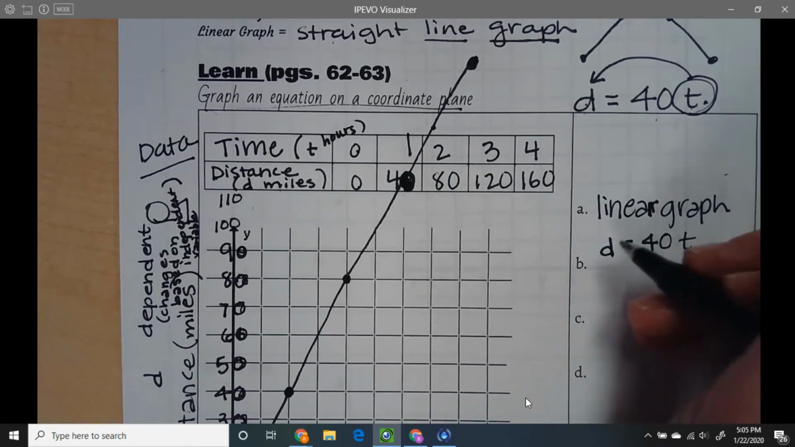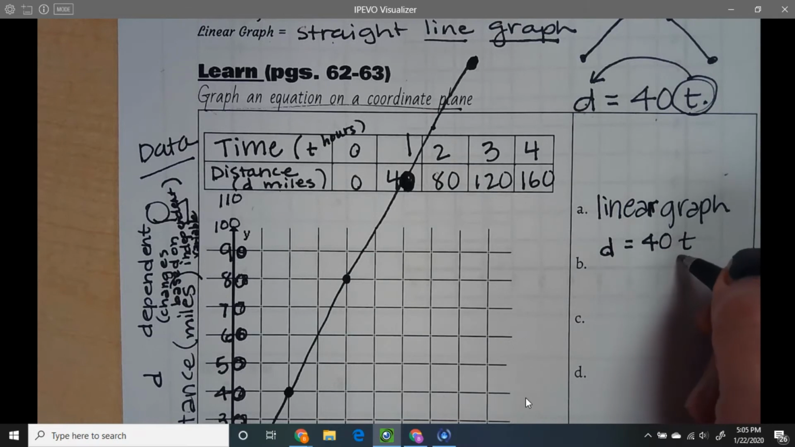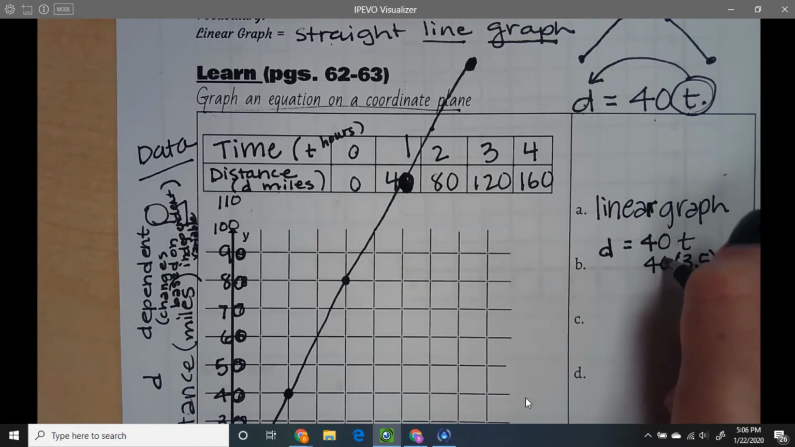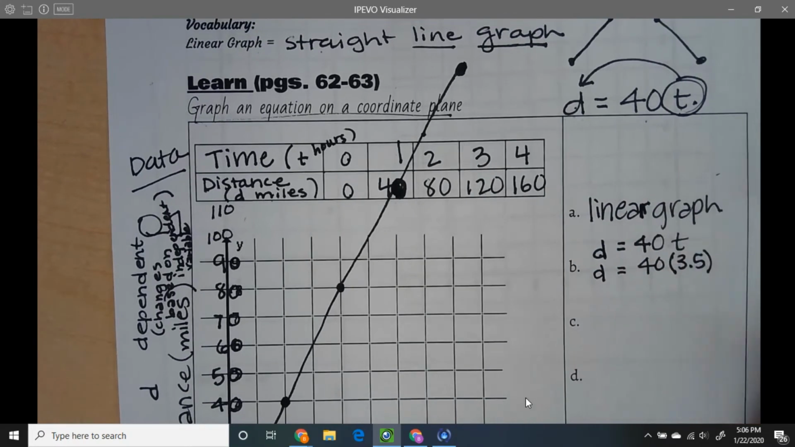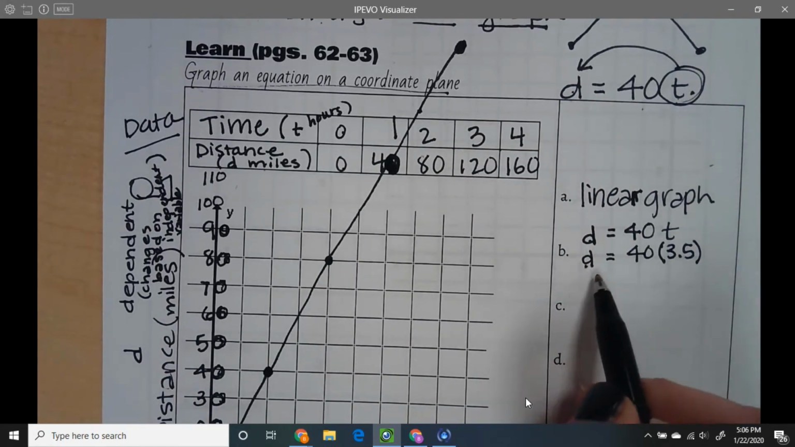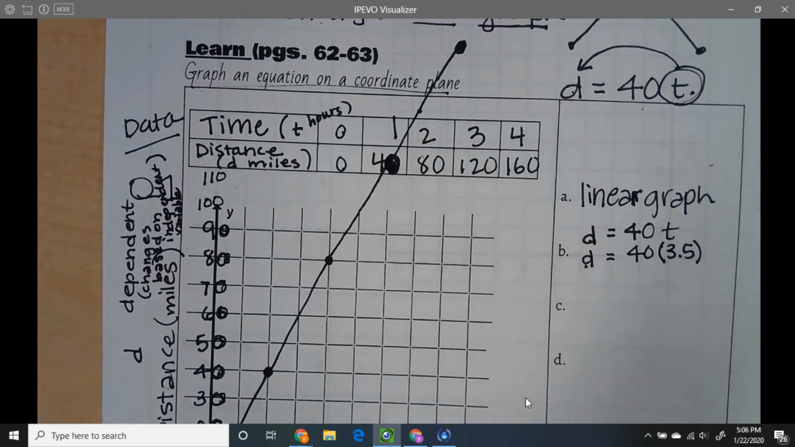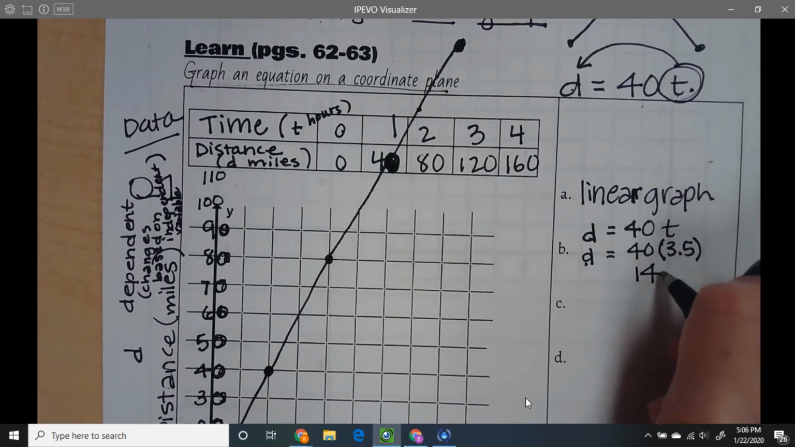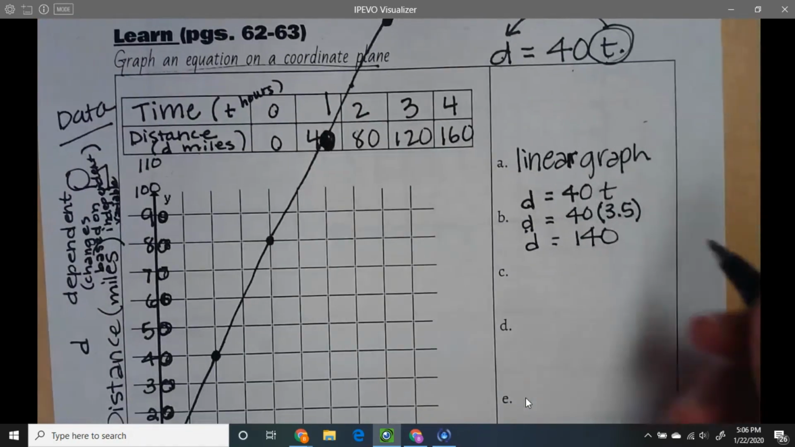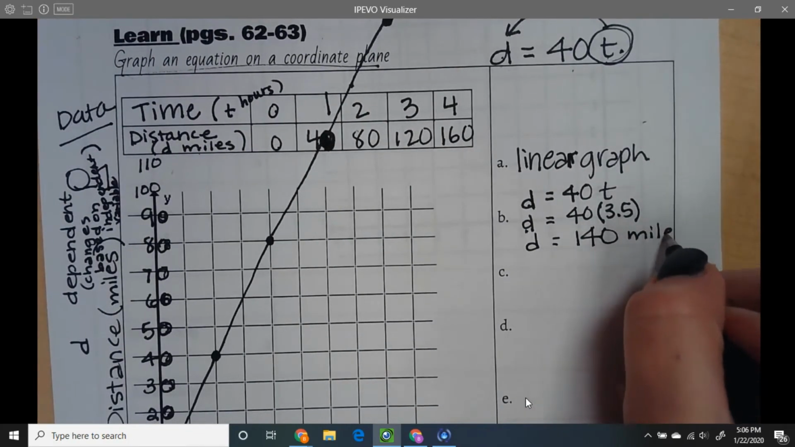So I can fill out my equation, and I know the time that it's asking. It's asking for 3.5 hours. So I'm going to plug that into my equation, and I know how to solve that. I'd find out the distance, which is how far, by multiplying 40 times 3.5, or 3 5/10, which would be 140. And we know distance is in miles, so this would be 140 miles.